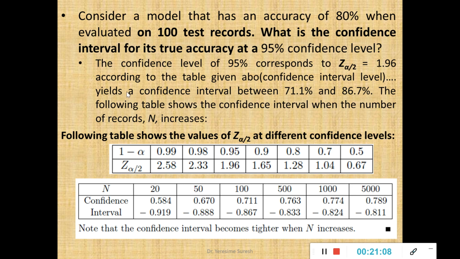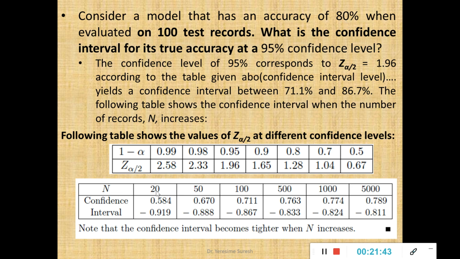So this yields a confidence interval between 71.1% to 86.7%. We'll see the second table. Number of instances are 100, so n value is equal to 100. Then the accuracy will vary somewhere between 71.1% to 86.7%. That is what we have done here. Fine, 71 to 86%. This table will be given to you, and based on the varying size of n, the confidence interval will vary.